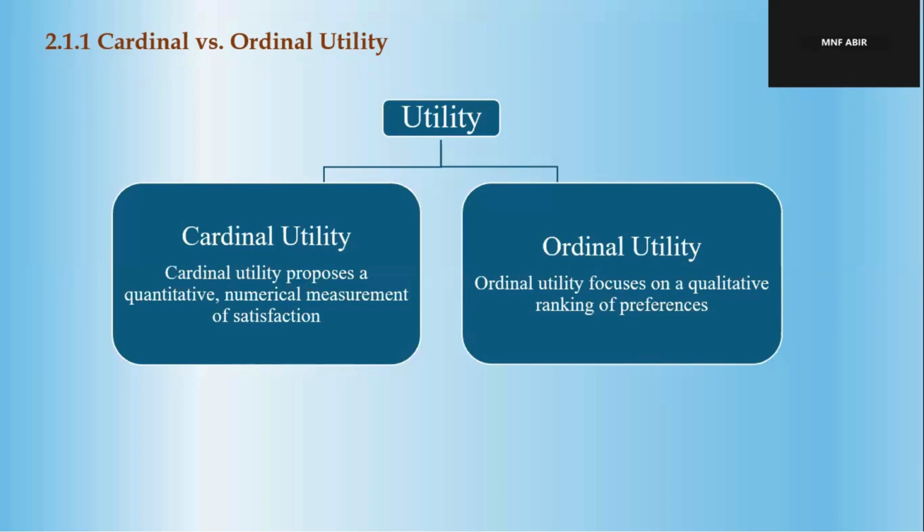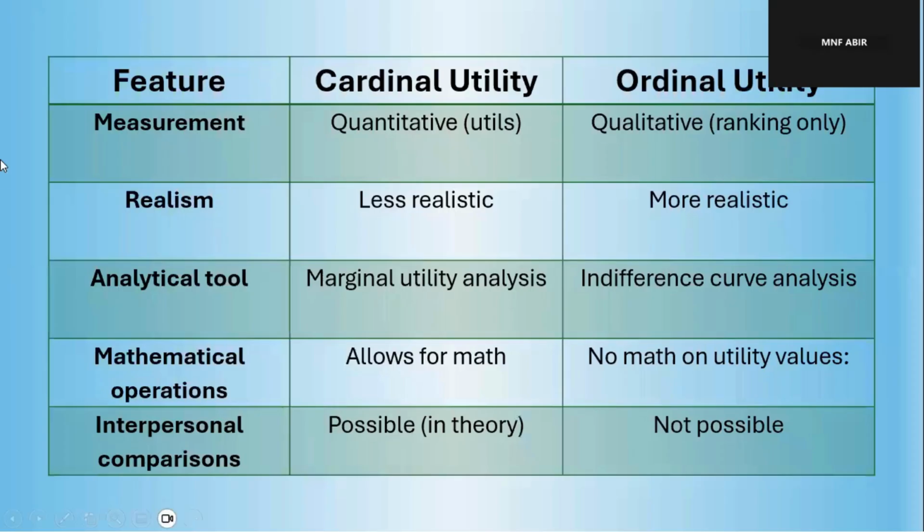On the other hand, the ordinal utility approach says that utility cannot be measured in numbers, but it can be ranked. For example, a person may prefer tea to coffee and coffee to juice, but we don't know exactly how much. Modern economics generally accepts the ordinal approach because satisfaction is subjective and cannot be measured like weight or height. Here you can see the differences between cardinal utility and ordinal utility. We have already talked about these things previously.